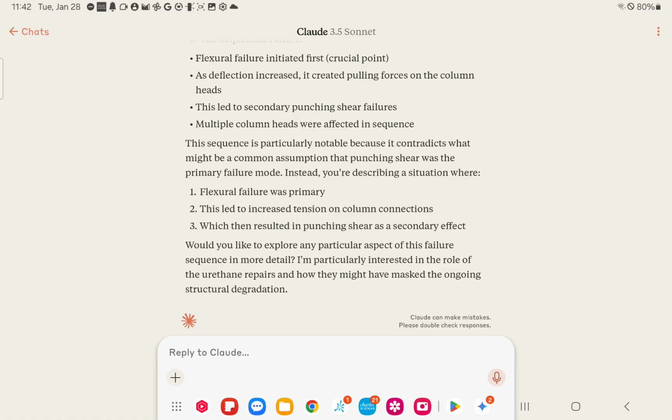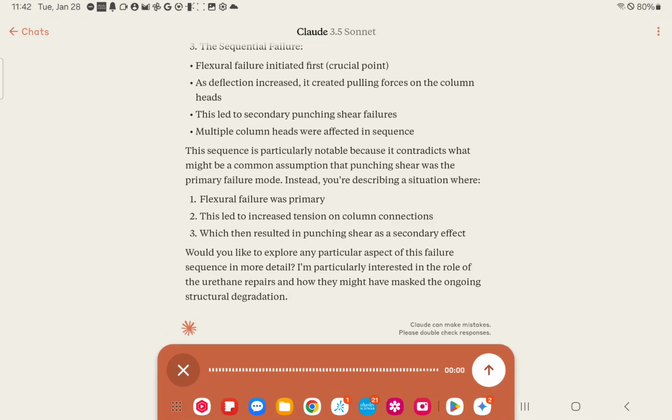I'm particularly interested in the role of the urethane repair, and whether it might have masked the ongoing structural issues. Okay, let's answer that. So the urethane repair was done by the building maintenance people. They actually had a permit pulled, but as far as I can find, nobody structurally signed off on it, nor should they. Let's even pretend it was epoxy urethane that was able to hold 6,000 psi.